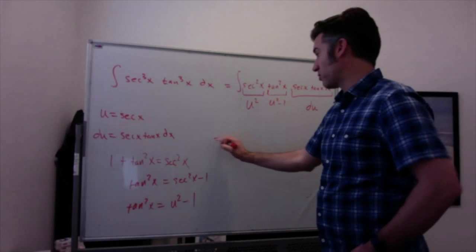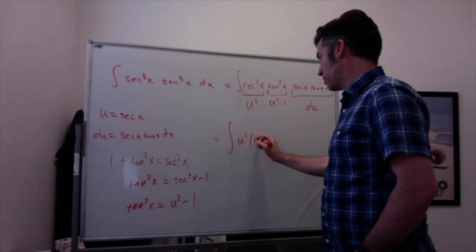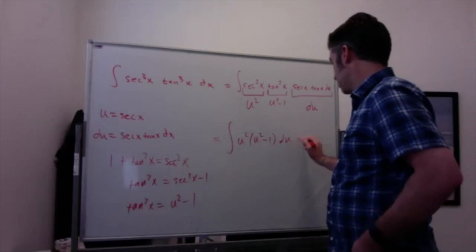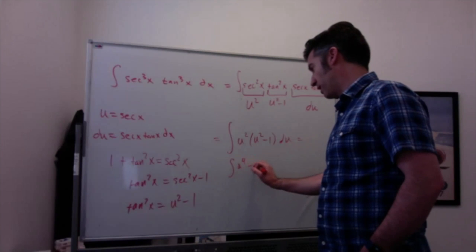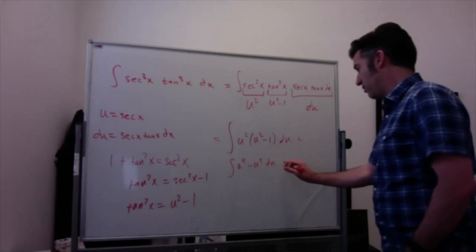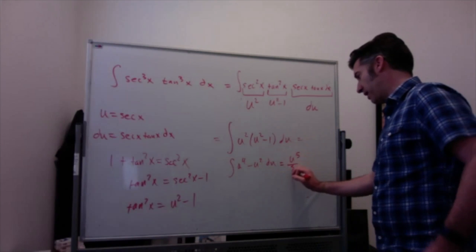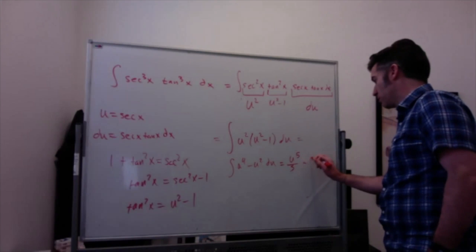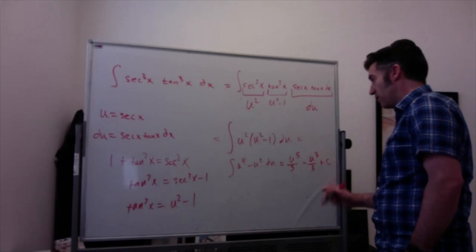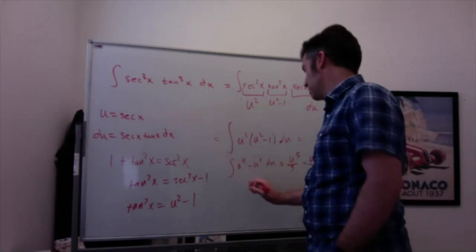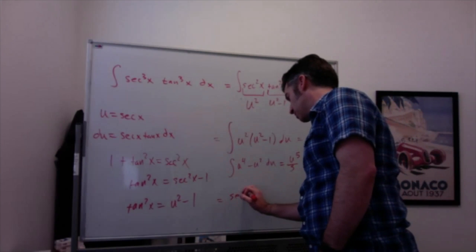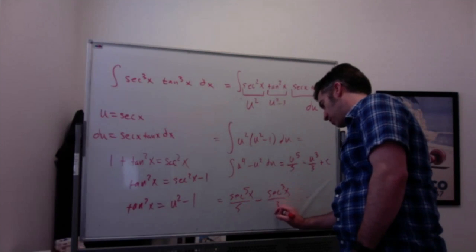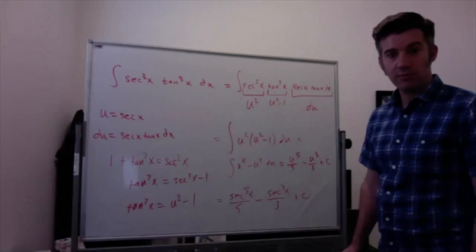And then this becomes the integral of u squared times u squared minus 1 du. We multiply it out. That's going to be the integral of u to the 4th minus u squared du. That's going to be u to the 5th over 5 minus u cubed over 3 plus c, and then replacing u with what we said it was in the beginning, secant. That's going to be secant to the 5th x over 5 minus secant cubed x over 3 plus c. Not too terrible.